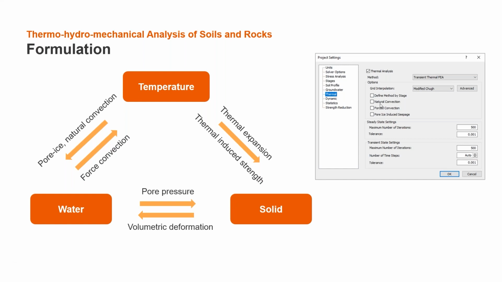The thermal module can be activated in the project settings, and you can turn on and off the design behavior, such as natural convection, flow convection, or polarized-induced seepage, as you can see here.